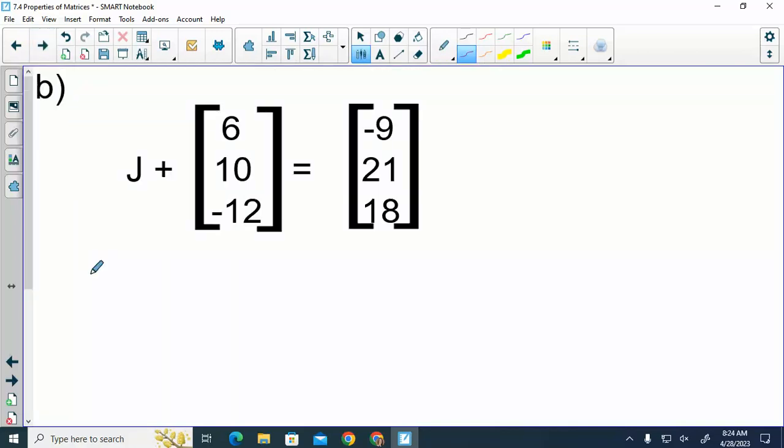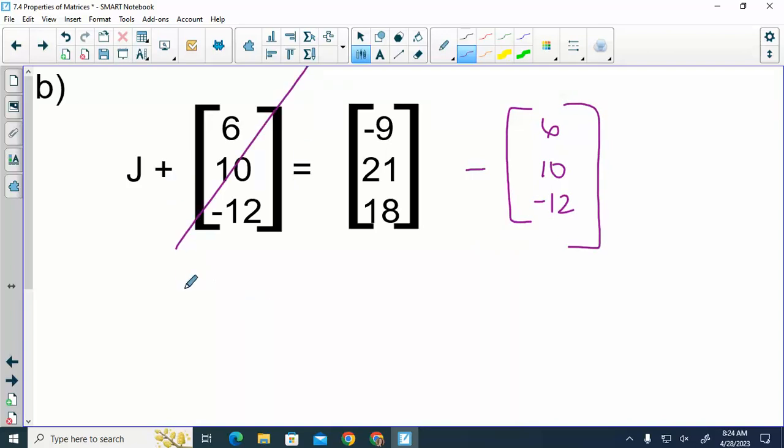So if I gave you this one, J plus the matrix 6, 10, 12 equals this matrix, and you wanted to find J, you just subtract it over. You would have to subtract. So since it was J plus this, I'll subtract that whole matrix over. So -9 minus 6, 21 minus 10, 18 minus -12.